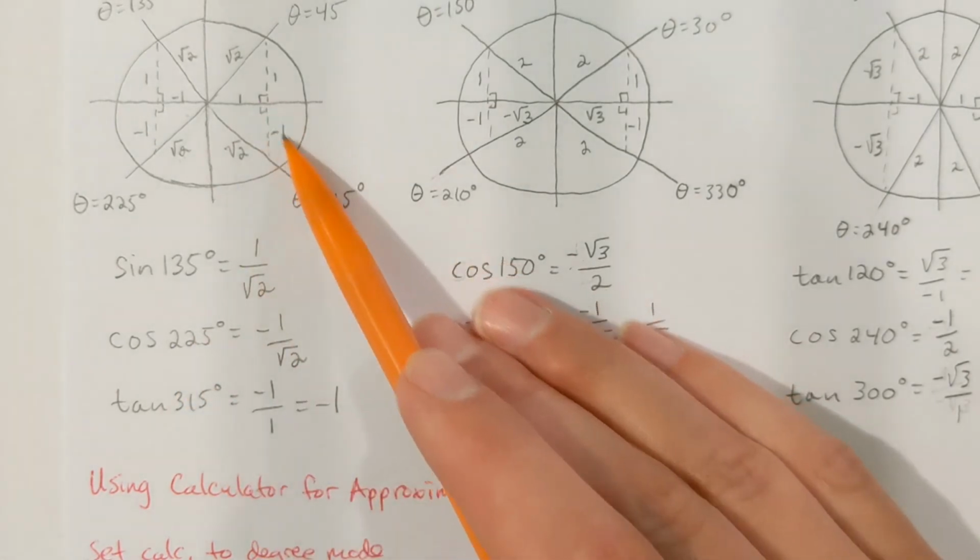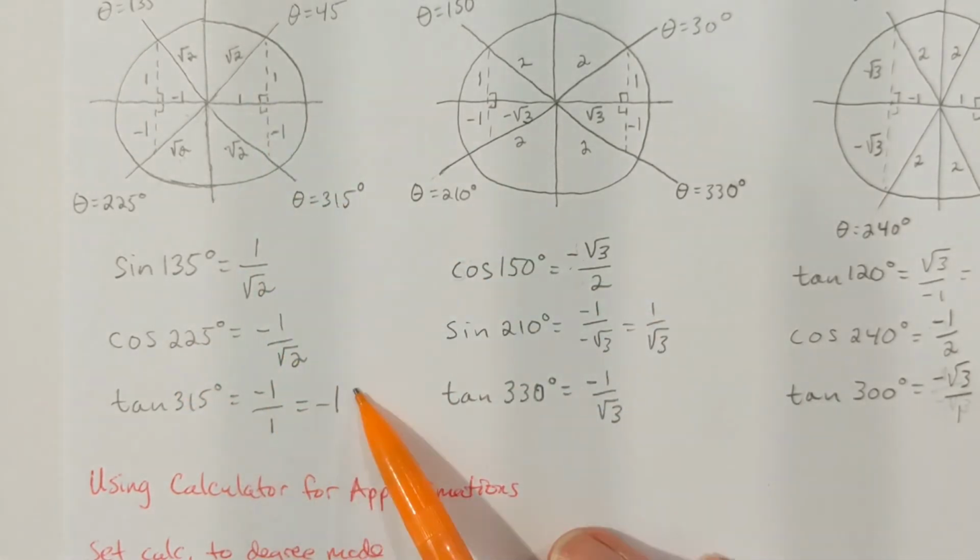And tangent of 315 degrees. Okay, tangent of an angle is opposite over adjacent. -1 over 1 is -1.